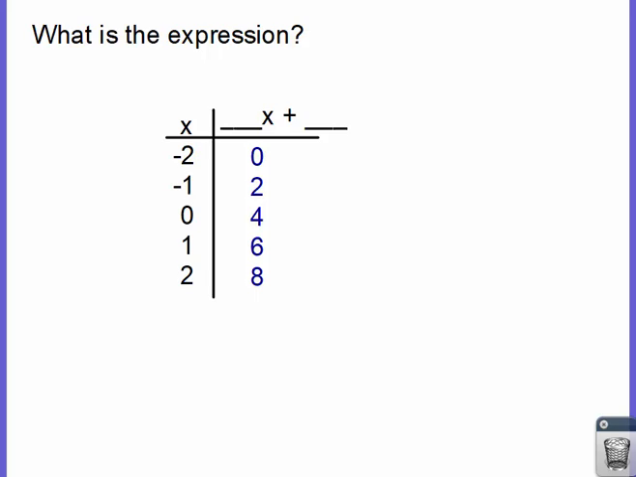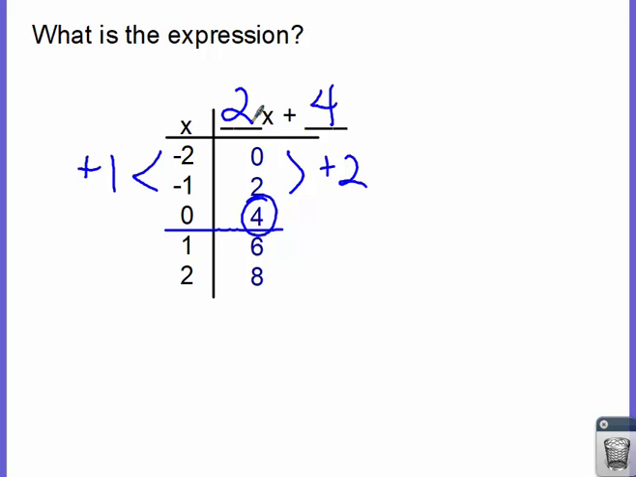What if I gave you this expression? Well, again, the first thing I want you to find is the y-intercept. And the y-intercept is the y value when x is 0. So I come down here, I look at this one. Here's my y value when x is 0. I put it in that spot. Now, in order to find my slope, I need to find the pattern on the right-hand side, which in this case is increasing by 2, and the pattern on the left side, which is increasing by 1. 2 divided by 1 is 2. So the expression that makes this T-chart is 2x plus 4.